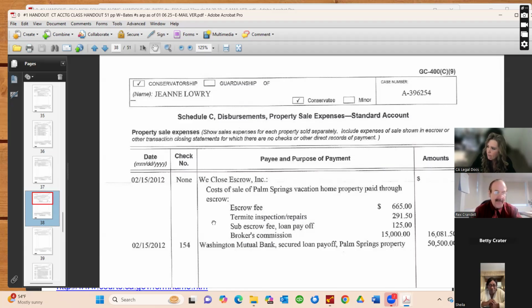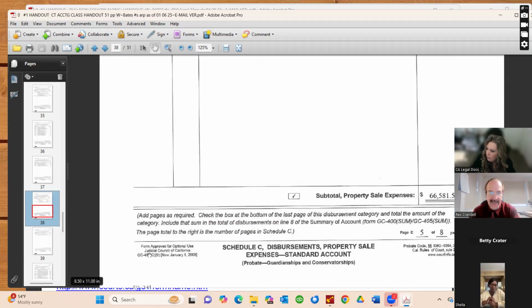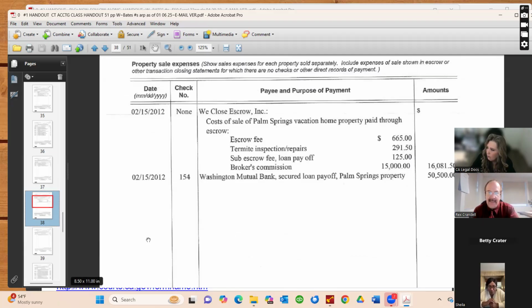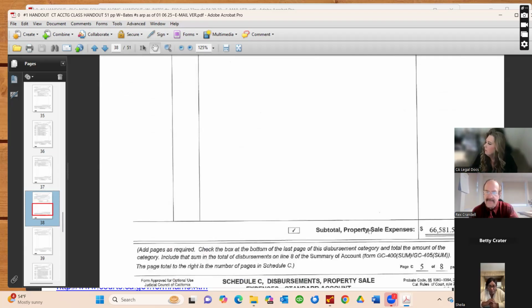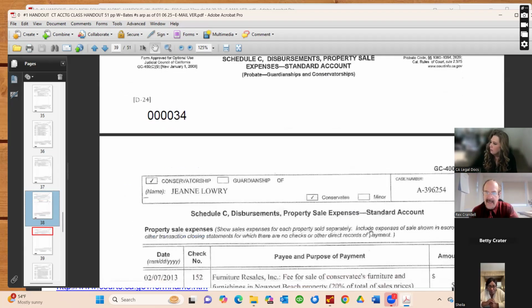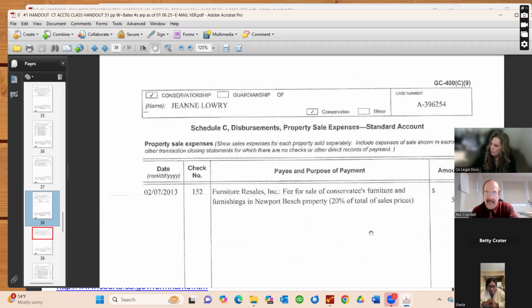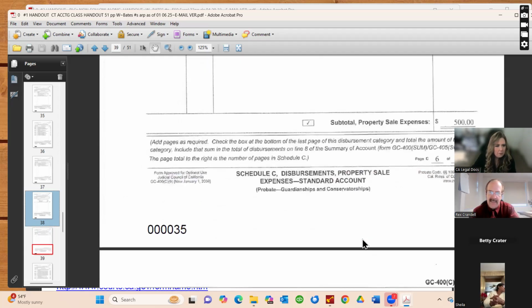So we're moving on to page 34. And this is the second part of the real estate sale for the house. We have escrow fees, all the items, and the payoff of the bank loan. And this is another category of expense. It's disbursements on property sale. The conservatee moved out of the house, and you had a consignment commission on selling furniture and things.